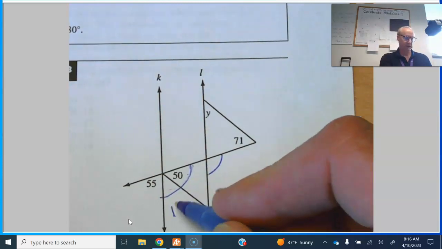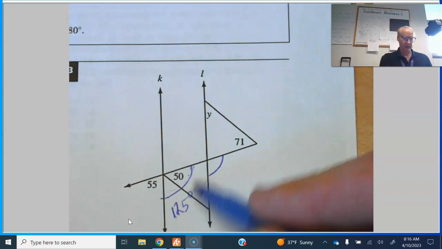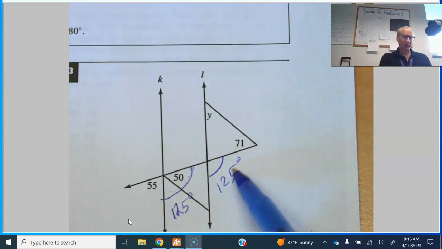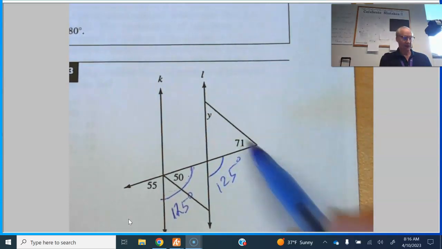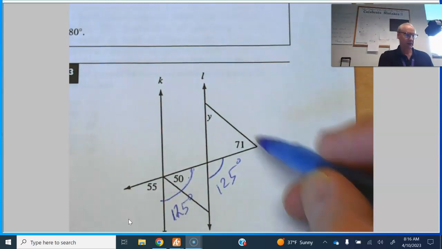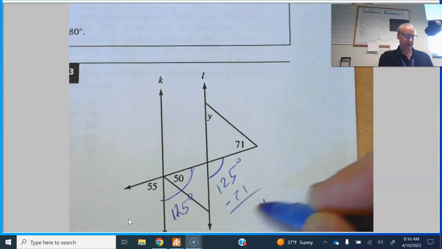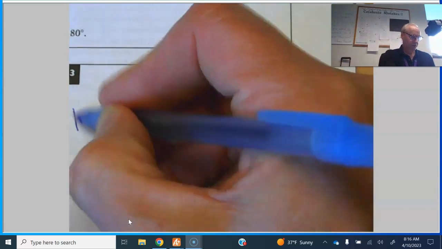No, 115. I want 180. Yeah, I want 125, sorry. 125 degrees for the whole thing. And that means this whole thing is 125, and if you add these two together, you get 125. So y plus 71 is equal to 125, so I'm just going to subtract 71 from that. That's 54 degrees, and it looks like we're done.